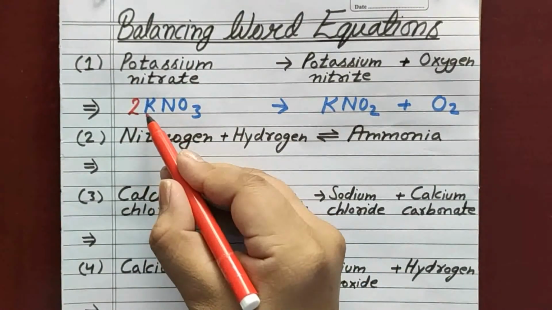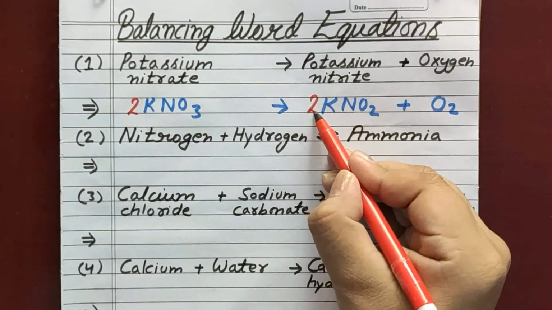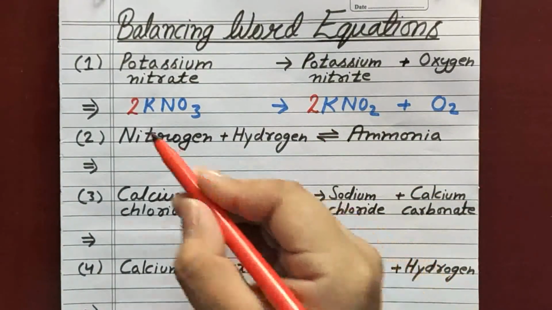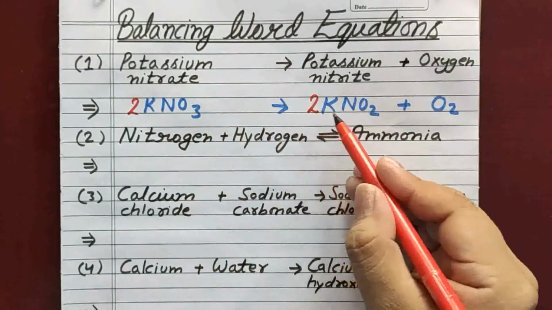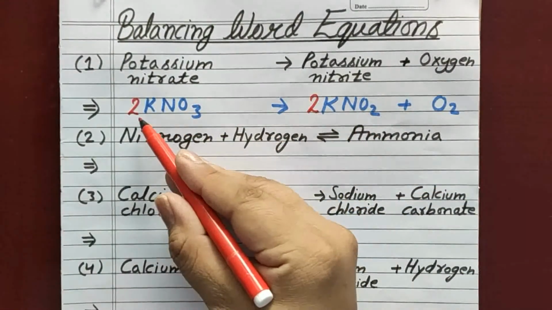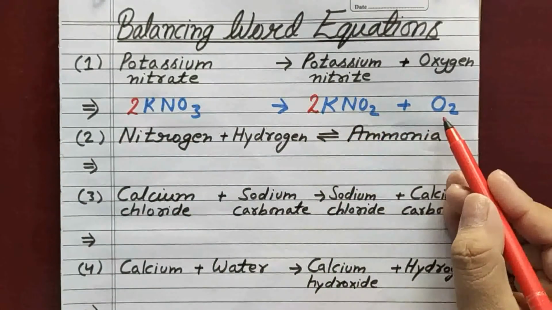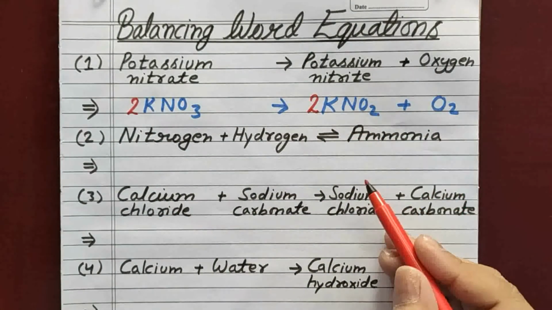Now you are having 2 potassium, here only 1. So for balancing that, we are going to write down 2. 2 nitrogen atoms are balanced now. And oxygen, 3 multiplied with 2, 6. 2 multiplied with 2, 4 plus 2, 6 oxygen atoms are balanced.